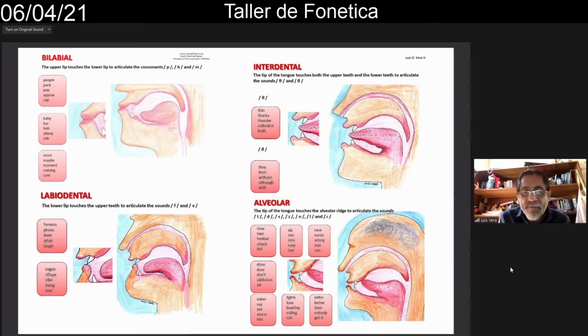Empecemos con la t. Try to repeat after me. Time, take, toolbar, attack, dot. Se fija que suena como un poco distinto porque lo hago en el alveolar ridge. De nuevo: time, take, toolbar, attack, dot.